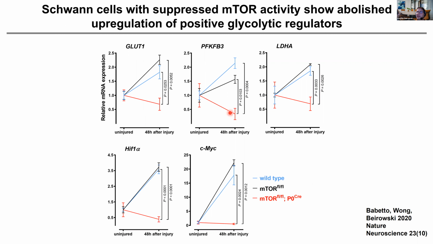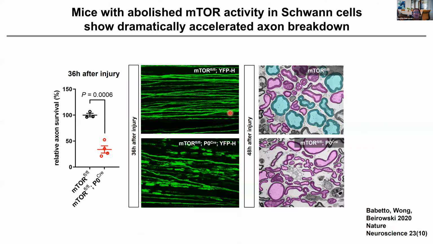So now the central question for us is, is this consistent with our model? Does the abolished upregulation of glycolysis really result in faster axonal injury after nerve lesion? And here on this slide, you see that this is really the case.